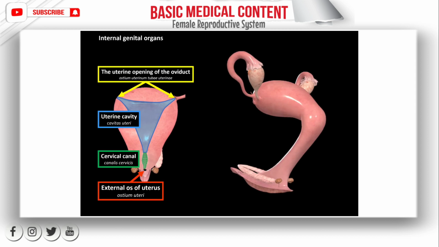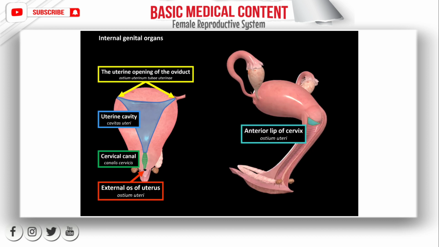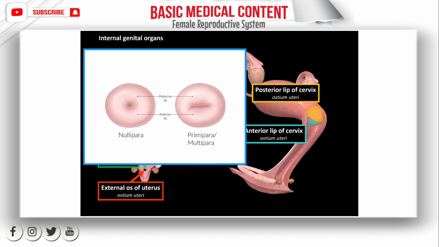So if you look at the posterior lateral angle of the uterus and the vagina and remove the posterior wall of the vagina, we will be able to see the external os of the uterus. And we will also be able to see that it's bordered by the anterior lip of the cervix and the posterior lip of the cervix. In nulliparous women, meaning women that haven't had a baby before, this orifice is small and round, as you see here on the left, and after childbirth, it becomes like a narrow fissure, as you see here.